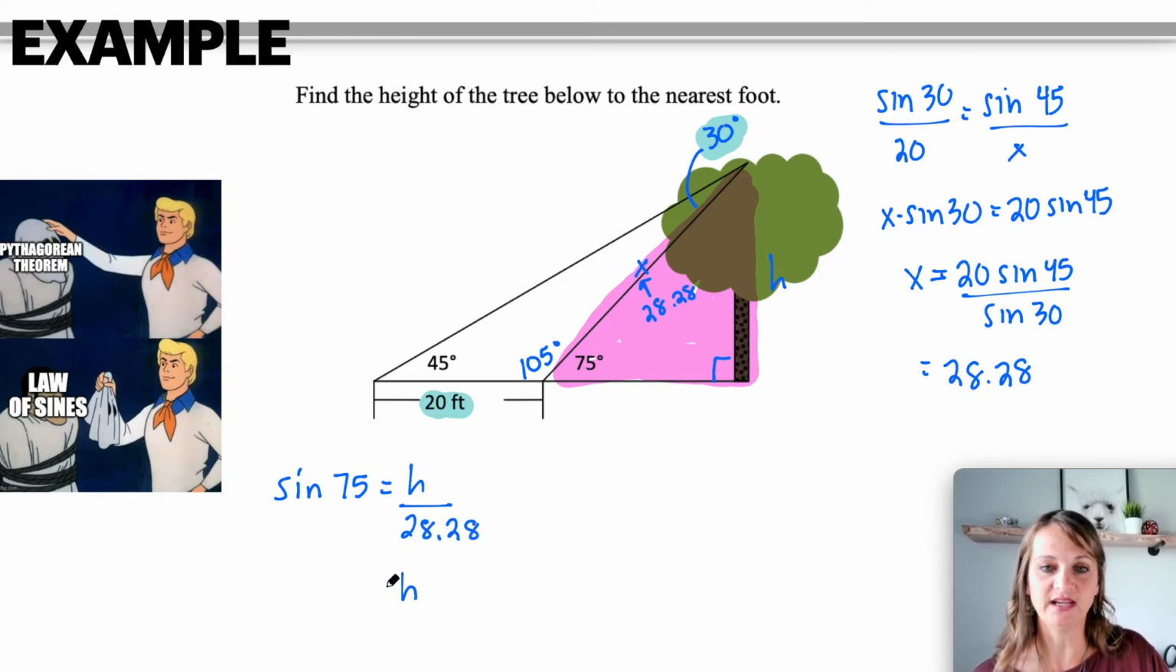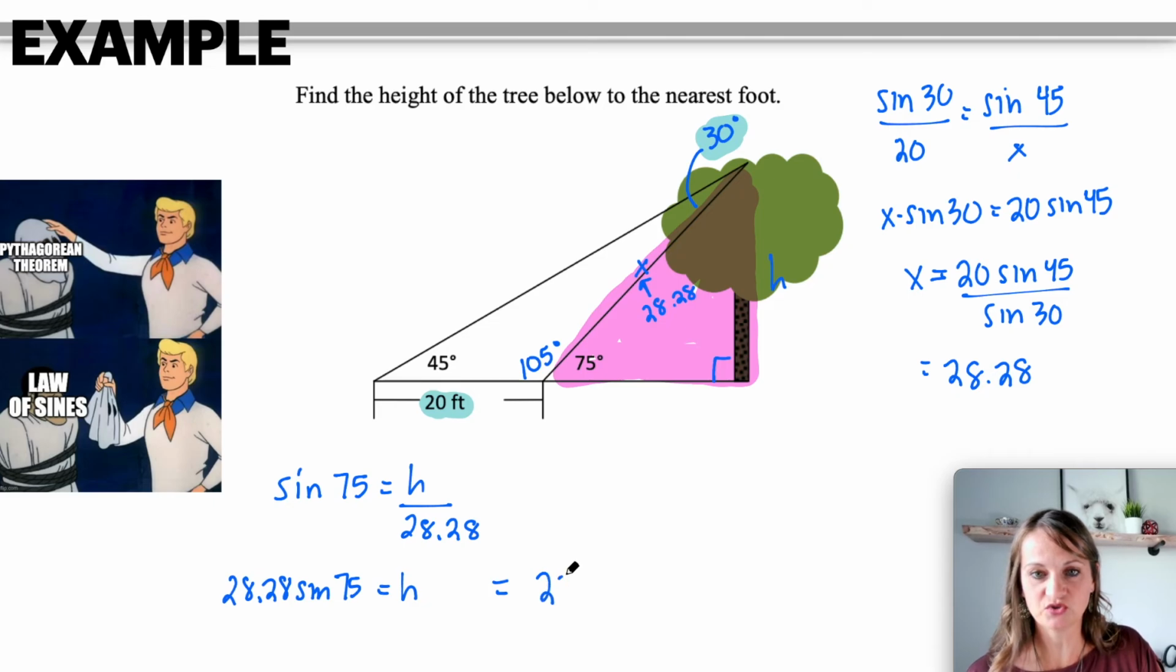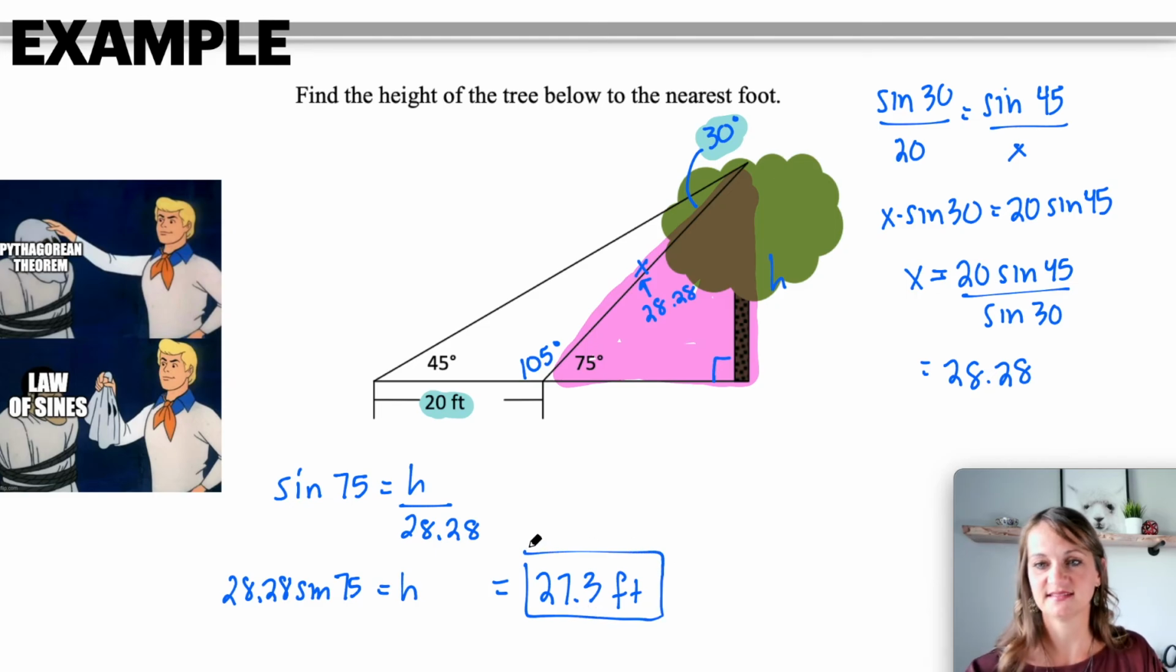So to solve for h, I'm going to multiply, and I will get the height of the tree, which is 27.3 feet high.